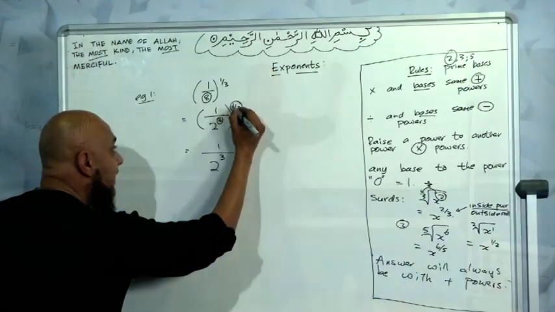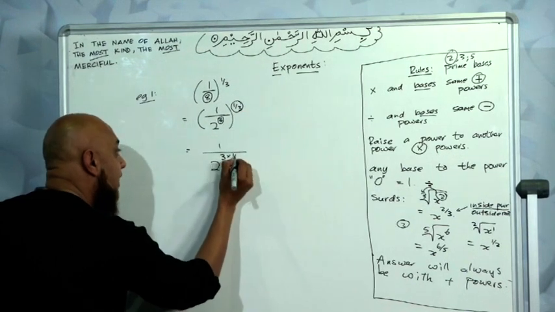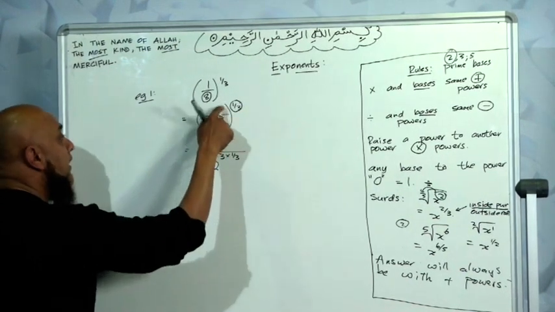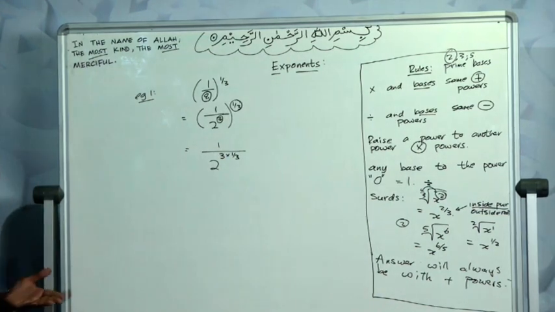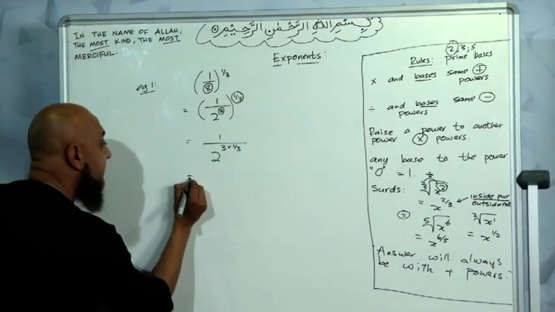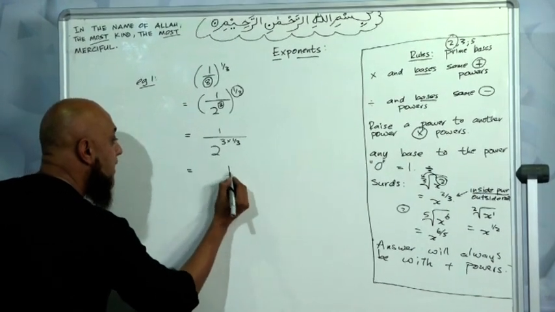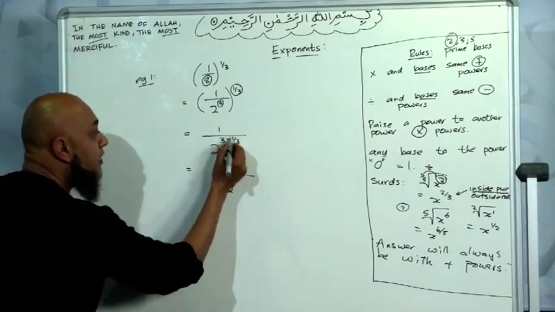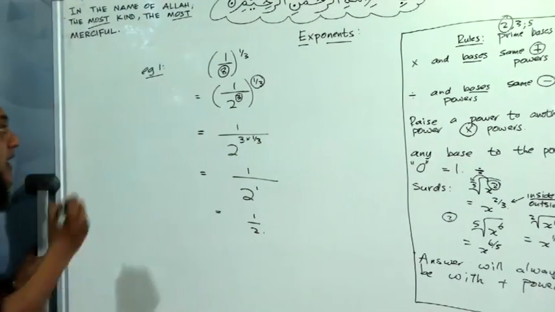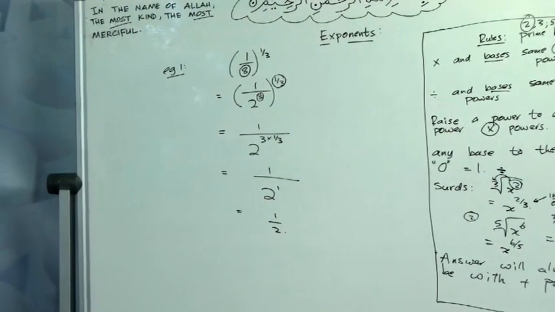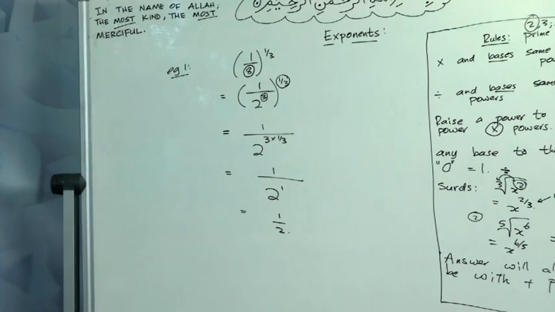So I'm just going to write it in. There's your 3, times a third, because we're raising a power. Now we know 1 to the power a third is still 1. 1 to any power is still 1. This is equal to 1 over 2 to the power 3 times a third, which is 1, and 1 over 2 is a half. And there we go, boys and girls. Quite easily done. That's your final answer. You'll get 2 to 3 marks.